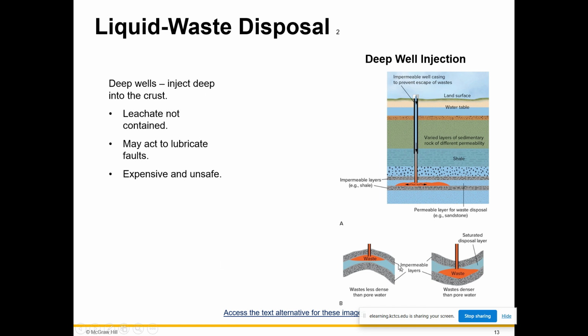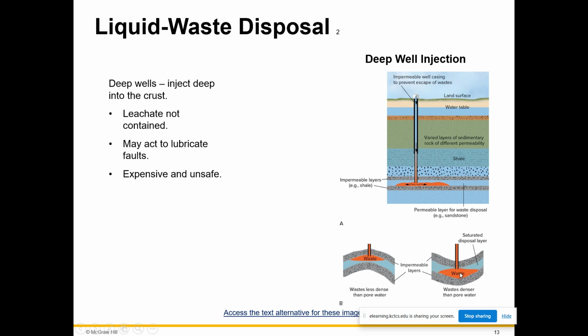Here they're showing natural structures trapping the waste. So this is an anticline, and this would be for waste that is less dense than the water around it, where it would float to the top of the anticline. They can look at the geology and say, okay, we'll put it right here, and it's going to contain it. That way it's not floating out forever and ever. It's staying within this local anticline area.